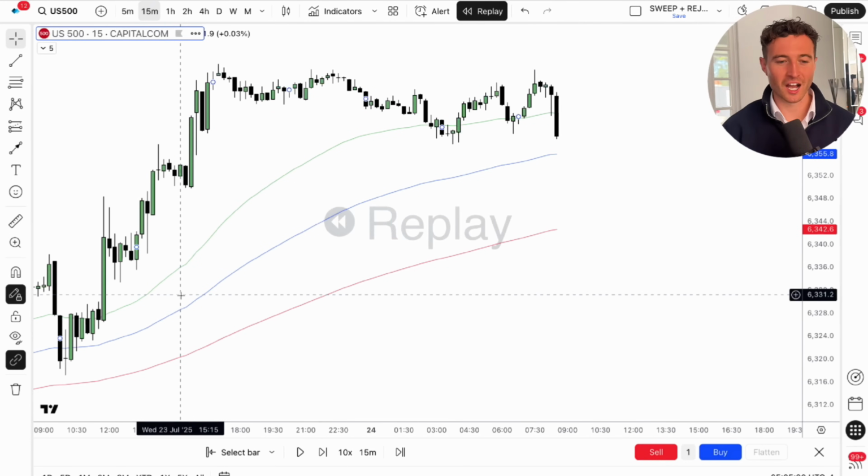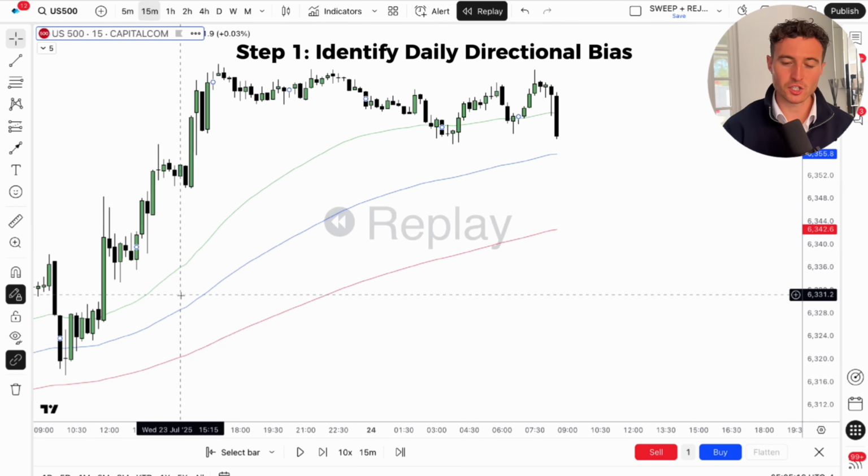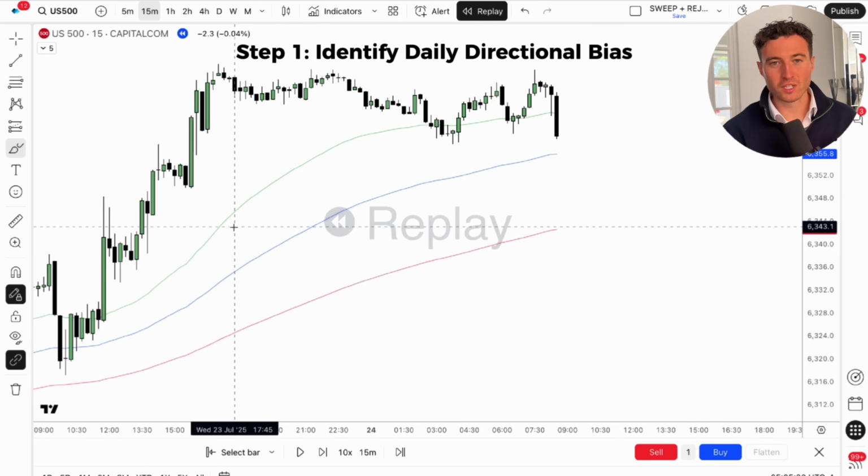Okay, so we're currently looking at the US 500 on the 15-minute time frame. This is a 1 time frame strategy, and step number 1 is identifying daily directional bias. All this simply means is, when we turn up to the market, are we looking for longs today, or are we looking for shorts today? This is really what I call a market regime. We're applying a filter to the market in order to identify whether we are long bias, short bias, or have no bias within this current market.